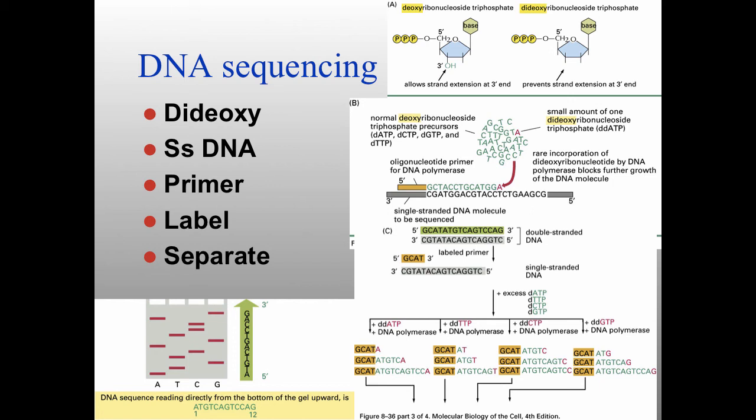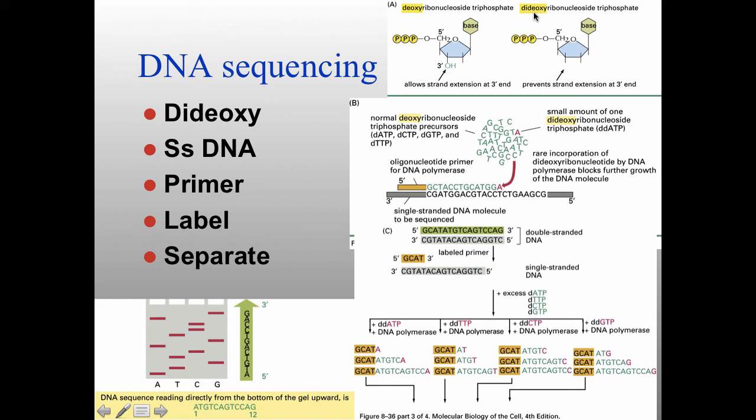The key to this was actually making these dideoxyribonucleotide triphosphates. Why dideoxy? Dideoxy here is you're missing a 3'OH. So deoxyribonucleotides, of course, have no 2'OH. Dideoxy, no 3'OH. No 3'OH, no extension. So if you put in this particular nucleotide, it's what's called a chain terminator. Your DNA polymerase will get to this point, and it will stop.